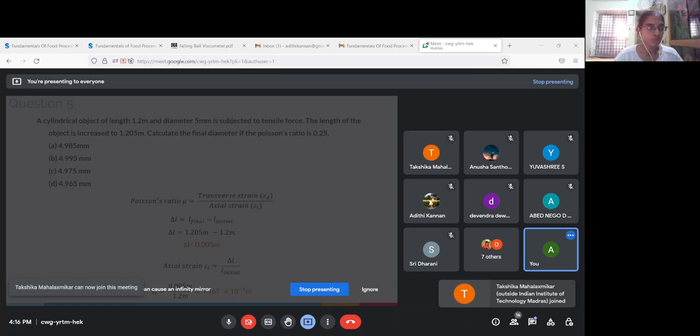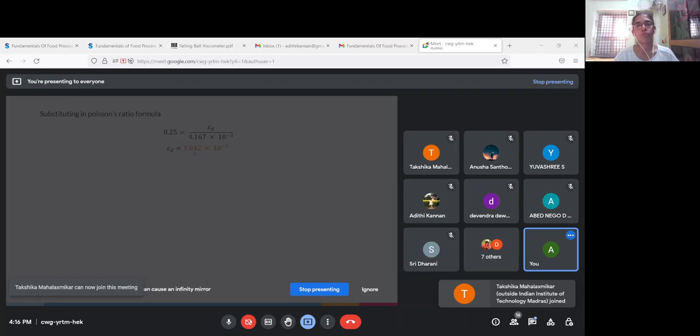Okay. So moving on to the next step. You are going to substitute this in Poisson's ratio formula, which is 0.25 equal to transverse strain divided by the axial strain that you just calculated. If you do that, you will get a transverse strain of 1.042 into 10 power minus 3.